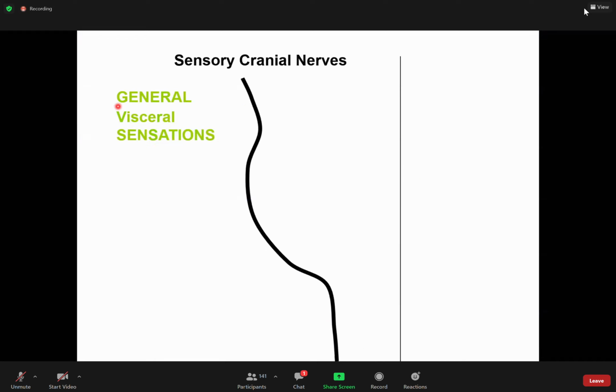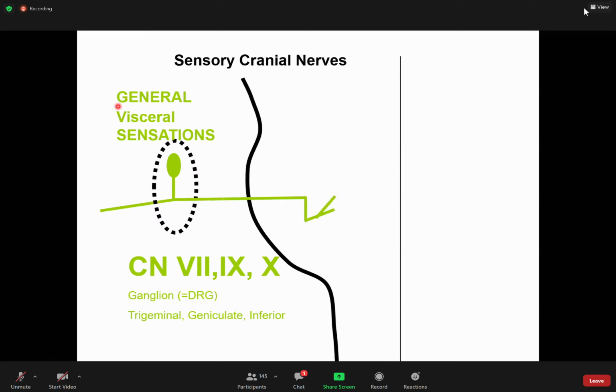Then we come to the general visceral sensations and also special visceral sensations, which are the general sensations from the tongue as well as the special sensations, which are the taste sensations from the tongue. And similarly, you would have a ganglion outside, and this ganglion also mainly is the trigeminal ganglion, where these general sensations from the tongue are going to go. Then you have the seventh nerve ganglion, which is responsible for the taste from the anterior two-third of the tongue. So that is the geniculate ganglion.